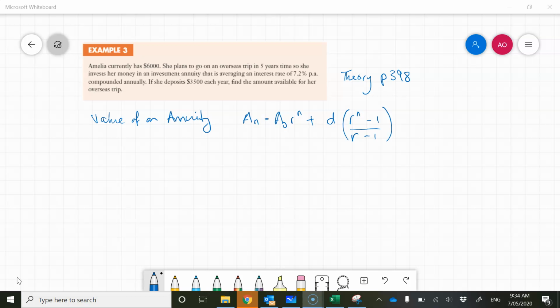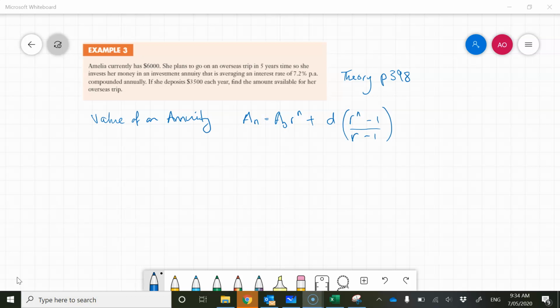All right, so this time we're going to actually find the A_n longhand, and we only want to find one value, A_n in 5 years' time. So it's not so tricky, this one. The formula that you need to use, the theory for this, is on page 398. So the value of an annuity is given as A_n, the amount at n number of months, is equal to the initial amount times R^n plus D, the deposit, times (R^n minus 1) divided by (R minus 1).